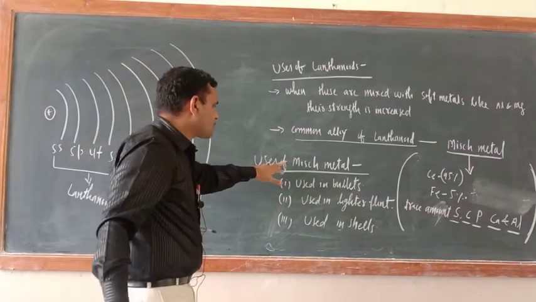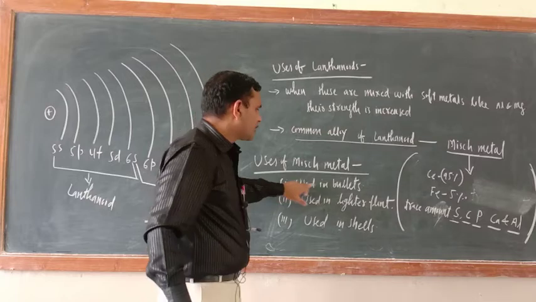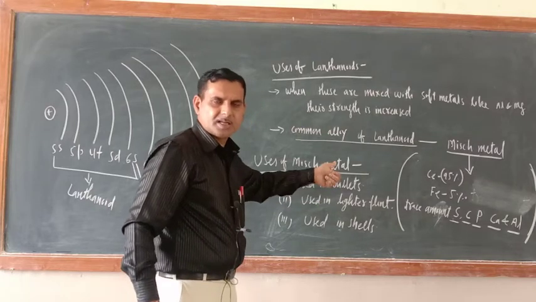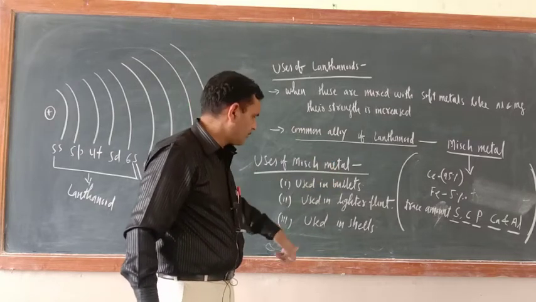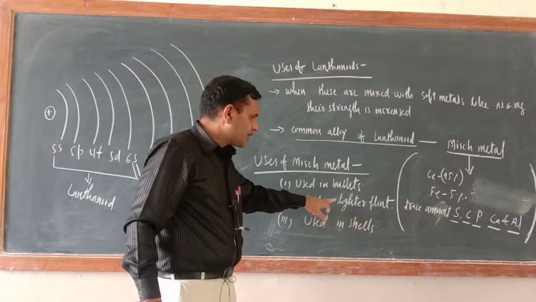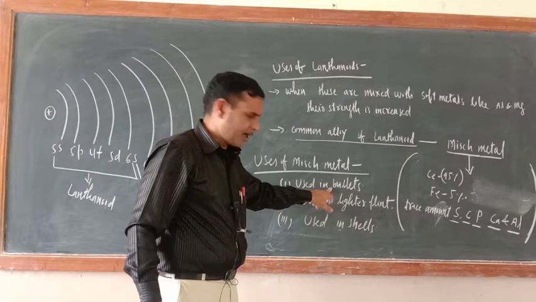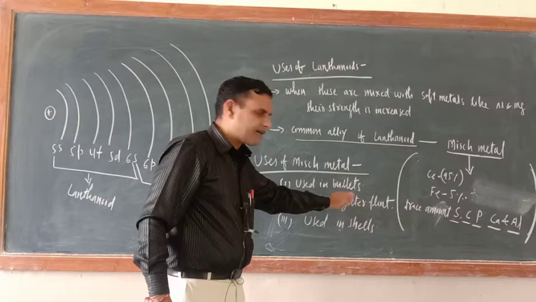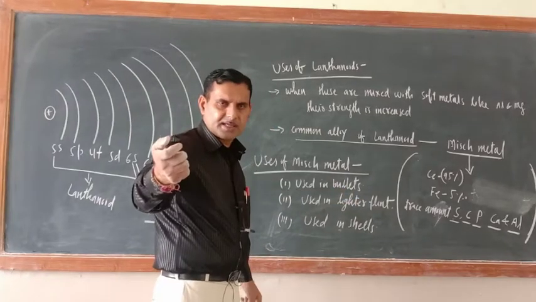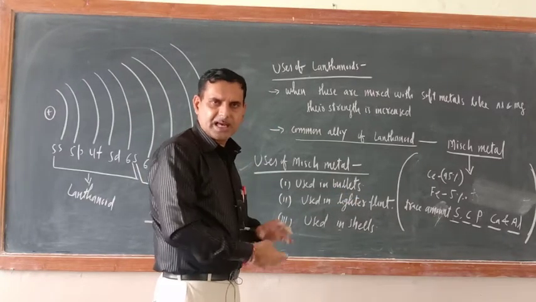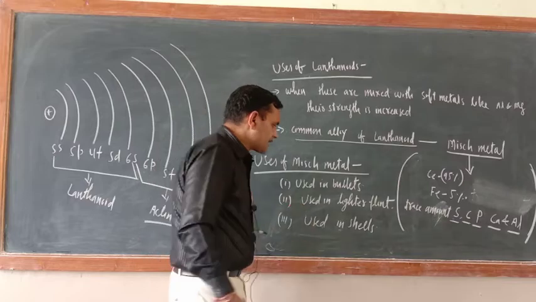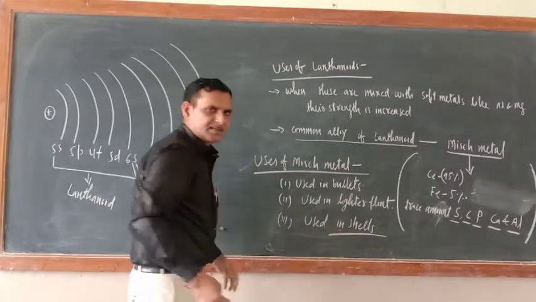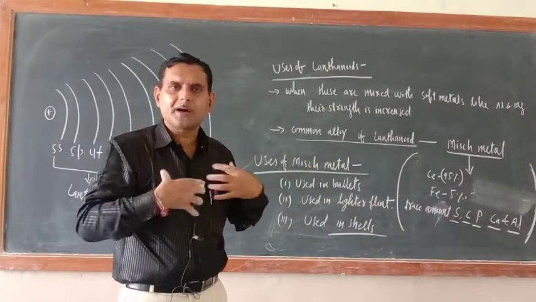Now what are the uses of misch metal? Used in bullets, you understand? Okay, used in gun bullets. Used in lighter flint. Everybody has seen a lighter used for burning the gas stove. Used in shells, where the meaning of shells here is protective body cover.